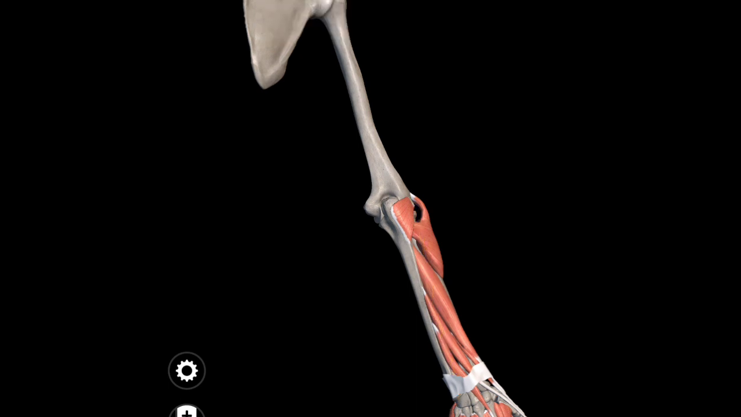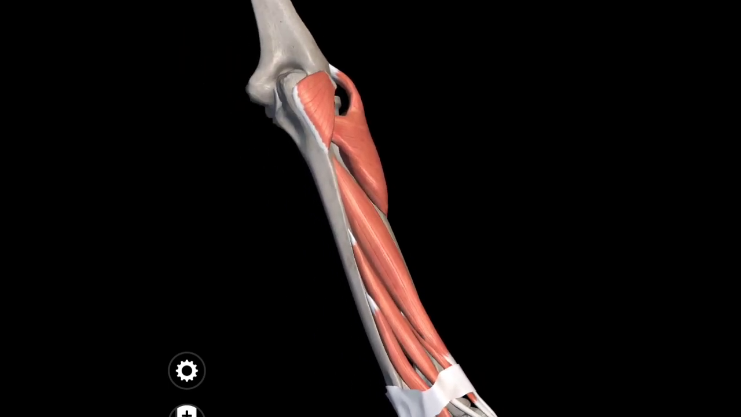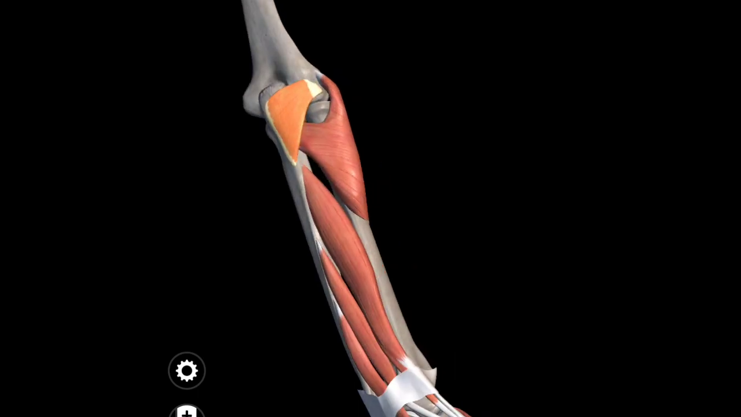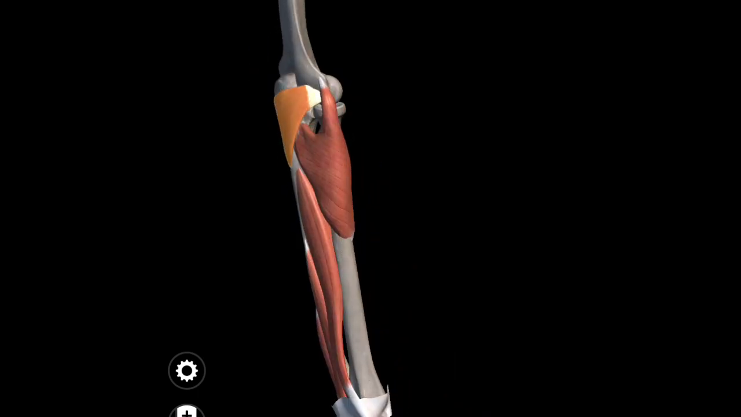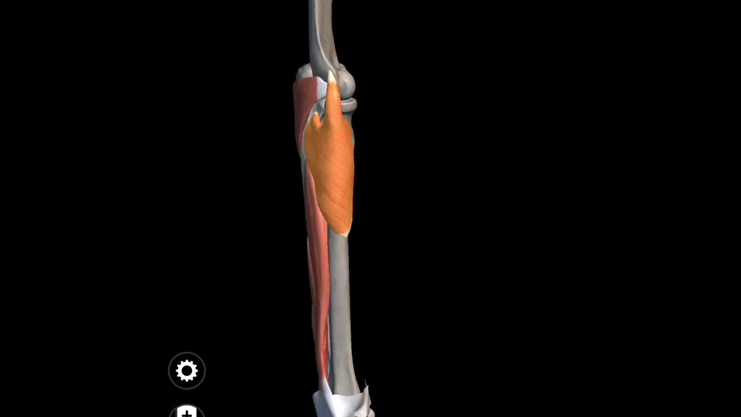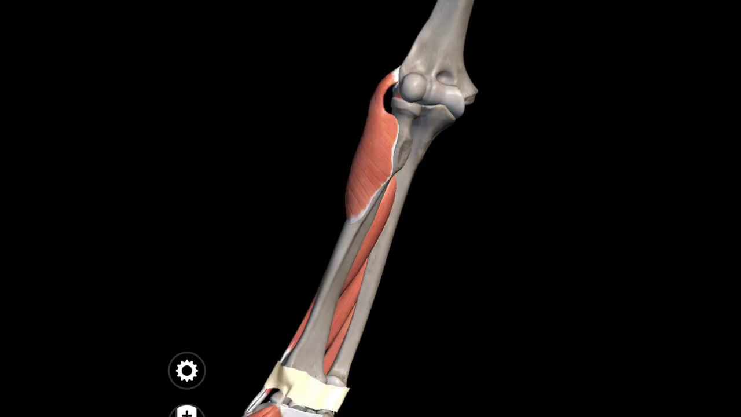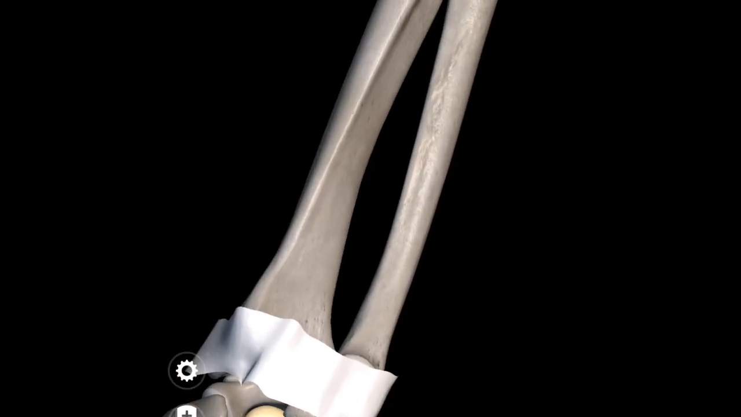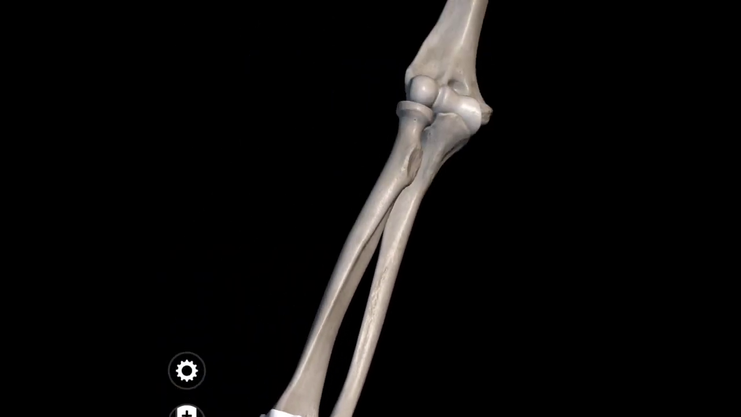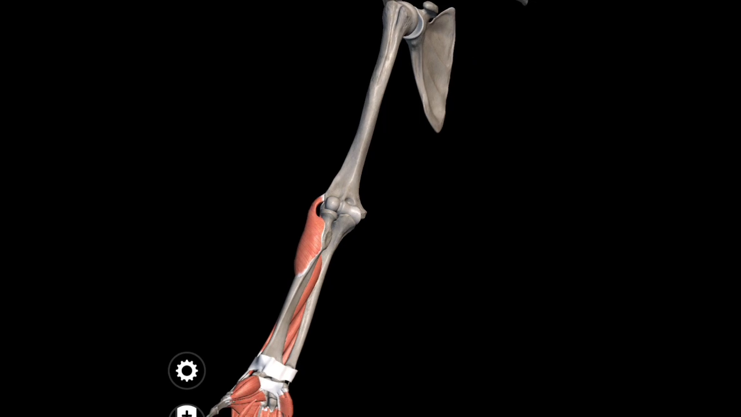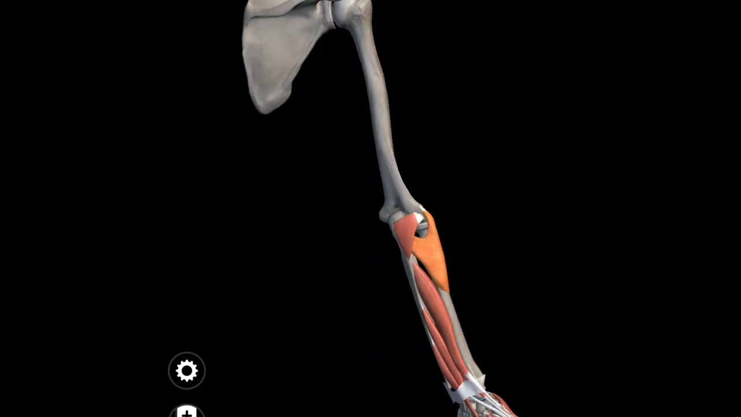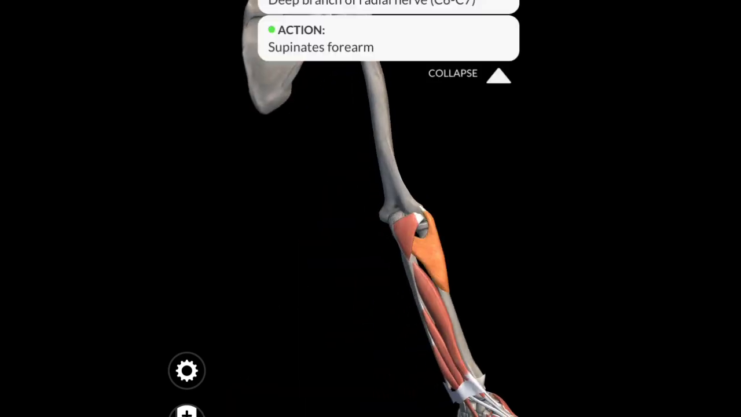Okay. Now you can see other muscles. Here is one, the anconeus muscle, and another is the supinator muscle. It causes supination. And here is a muscle which is called pronator quadratus because it causes pronation. Now here you can see the supinator muscle.